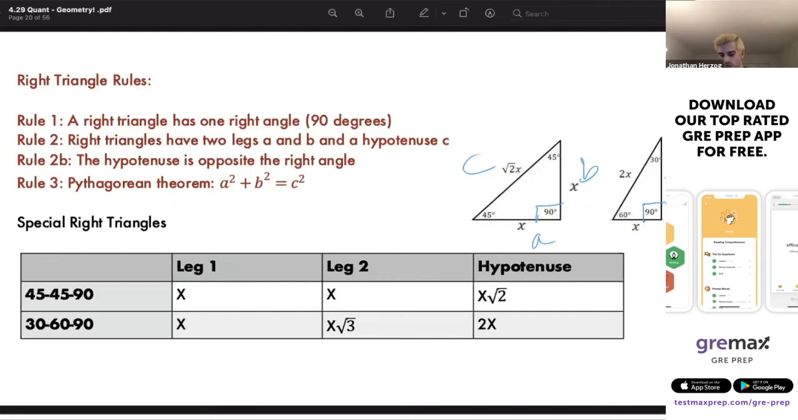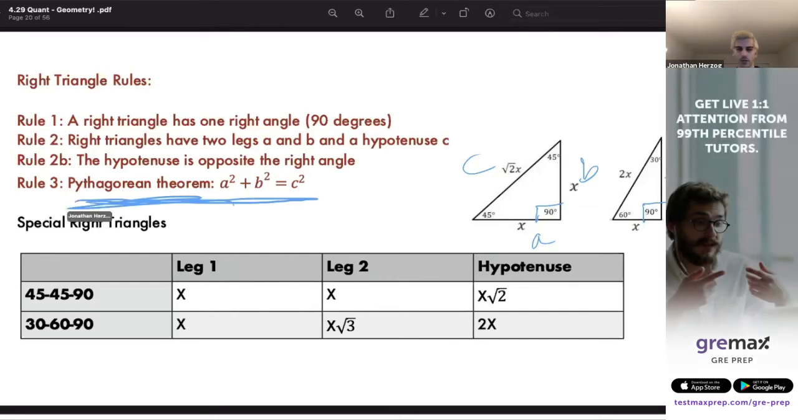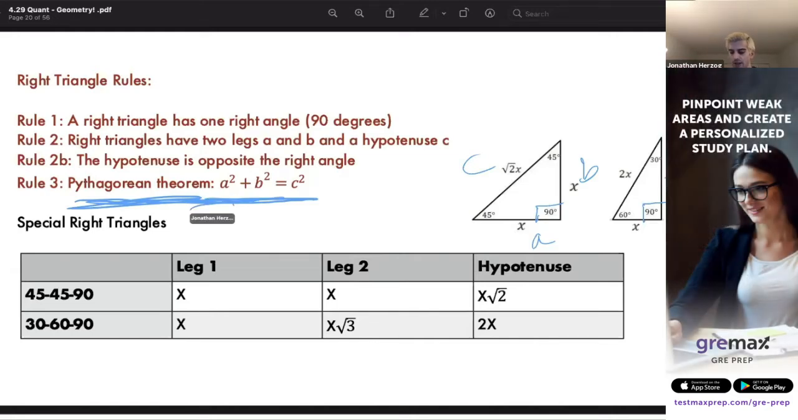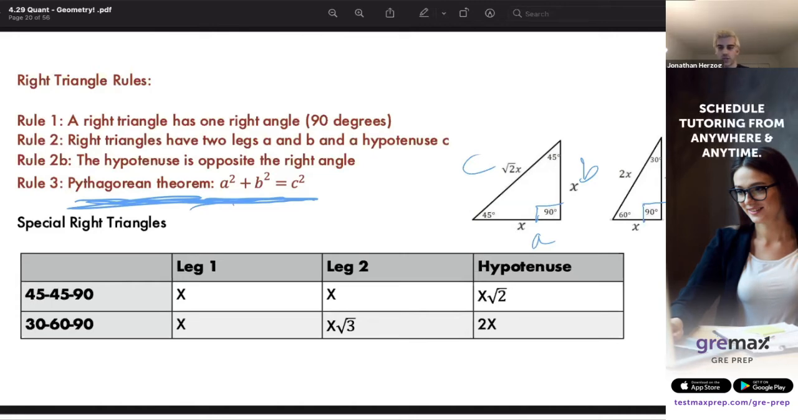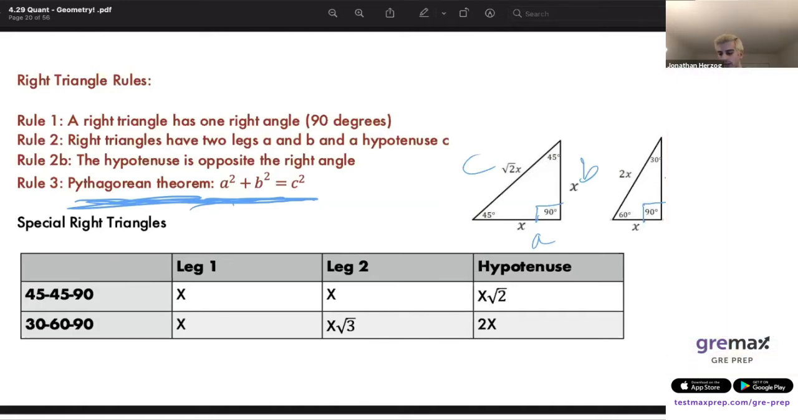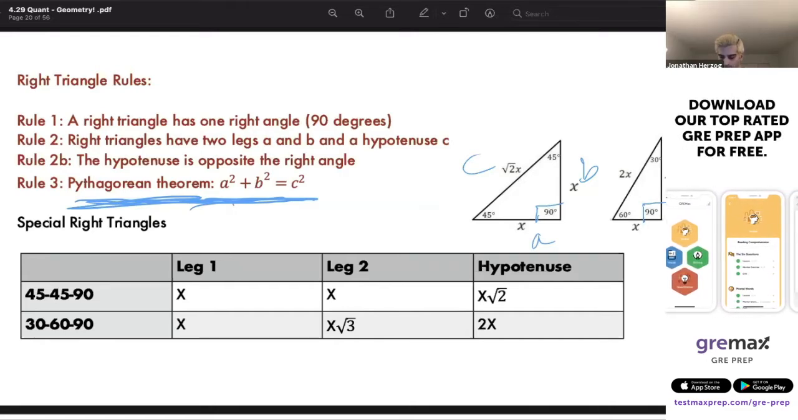The very beautiful and centerpiece theorem, the Pythagorean theorem: a squared plus b squared equals c squared. We know legs are A and B, and C is the hypotenuse. So for right triangles, we'll see a number of examples in just a few moments. The square of the length of the first leg A plus the square of the length of the second leg B is equal to the square of the length of the hypotenuse C.